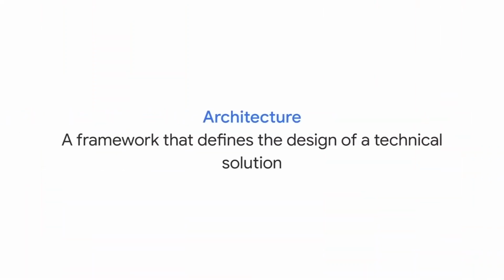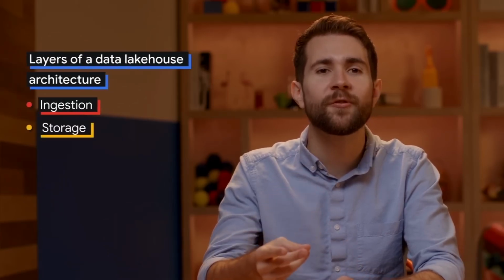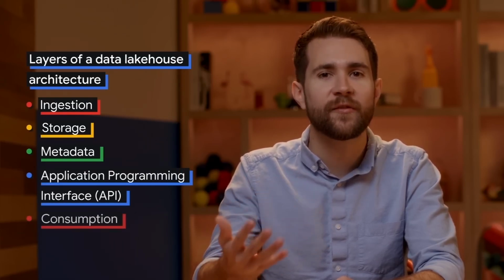Since the lakehouse combines two data structures, the architecture is crucial to developing pipelines. An architecture is a framework that defines the design of a technical solution. The architecture of a data lakehouse combines two separate platforms. It also allows you to connect all of your tools to a single data source. There are 5 layers of a data lakehouse architecture to keep and organize all the data. These include ingestion, storage, metadata, application programming interface, or API, and consumption. Think of these as the building blocks for any data lakehouse architecture.